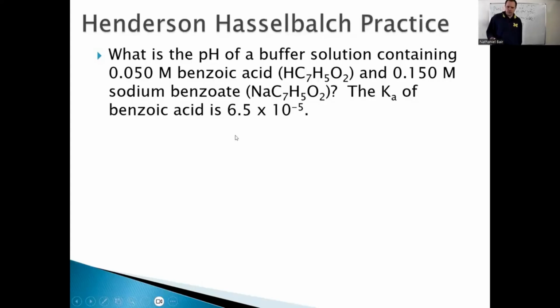Now I want to try another one. So here we have another buffer. This is a benzoic acid, sodium benzoate buffer. You can see this is not a one-to-one buffer. I want the pH of this. Here's your acid concentration. Here's the conjugate base concentration. I want you to try to use this newfangled Henderson-Hasselbalch equation. I give you the Ka of benzoic acid. Can you get the pH of this benzoic acid, sodium benzoate buffer? Go ahead.